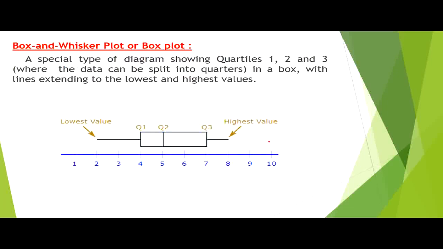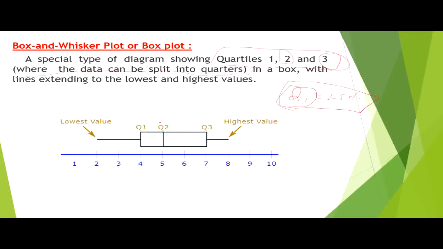Box and whisker plot, or box plot simply. This kind of graph shows quartiles. We have seen what a quartile is, isn't it? Quartiles 1, 2 and 3. With quartiles, the data can be split into quarters. So quartile 1 is 25%: the first 25% of the data will fall below Q1. That is called quartile 1. Quartile 2: 50% of the data will fall below this number. Quartile 3: 75%.